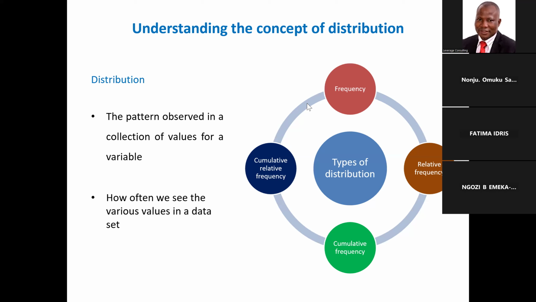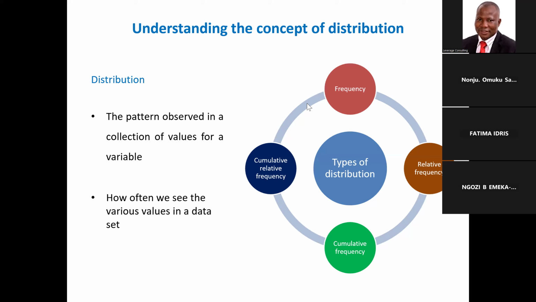For example, if you are studying women that go to antenatal, they are all women. So sex is not a variable because sex is constant. If you ask, all of them are female; there's no way any of them will be male. So in that situation, sex is a constant. So for a variable, all the participants cannot have the same value. Now, the pattern observed in the collection of those values, different values.